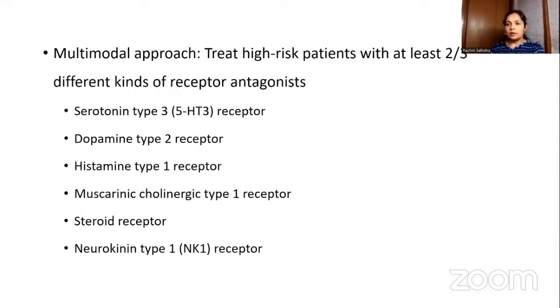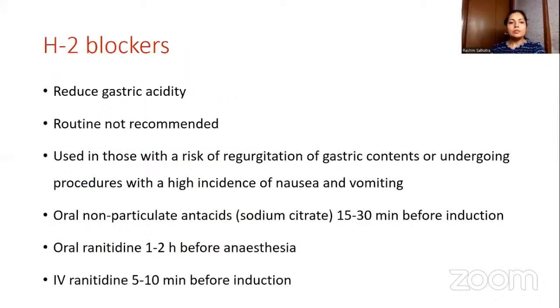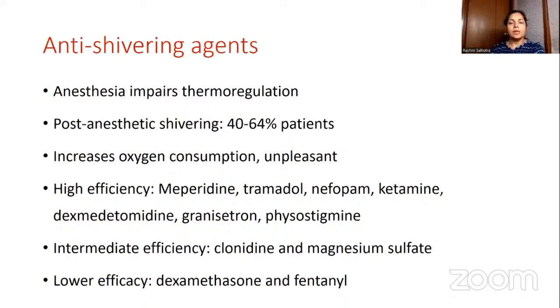Giving a multimodal type of therapy, including two or more antiemetics from different classes of drugs, rather than increasing the dose of a single antiemetic agent, is shown to be more effective. H2 blockers can be given orally to reduce the acidity of the gastric contents in anticipation. These can include oral non-particulate antacids like sodium citrate or oral ranitidine.